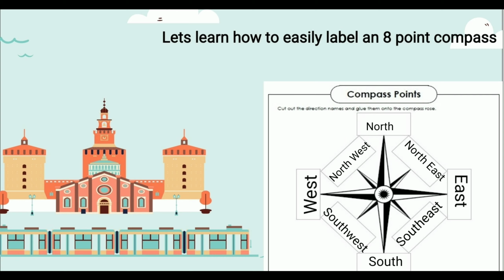You see how easy that was? Very, very easy. So you see the completed compass now, and this is how our compass rose should look when showing an 8-point compass. Direction's not hard, but let's see if you guys are keeping up.